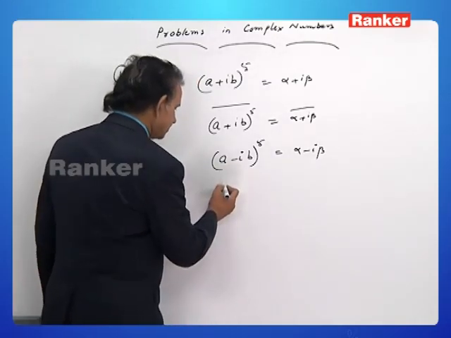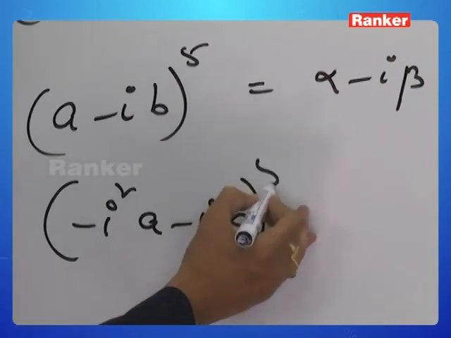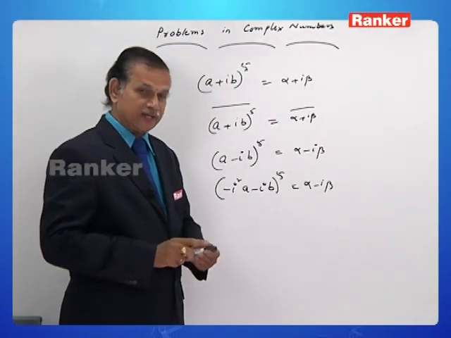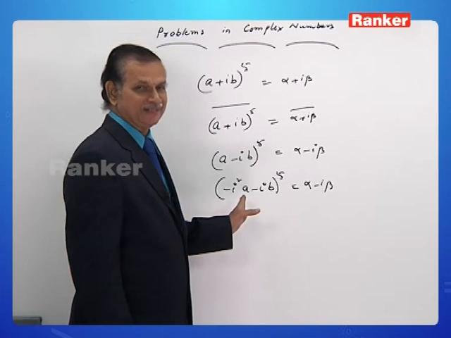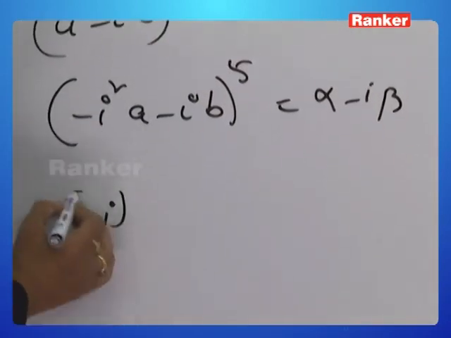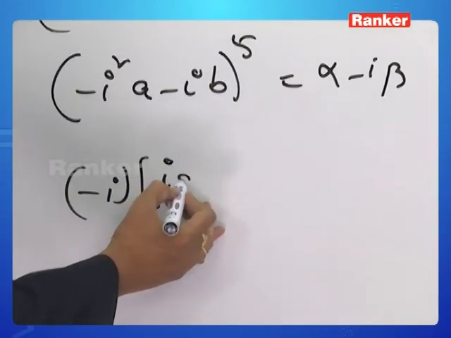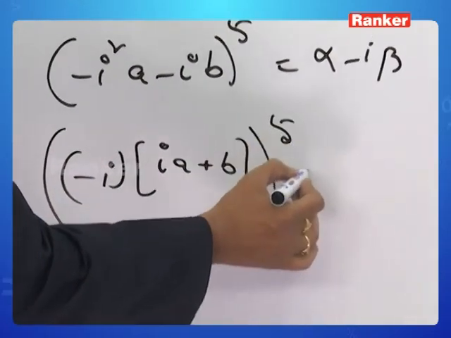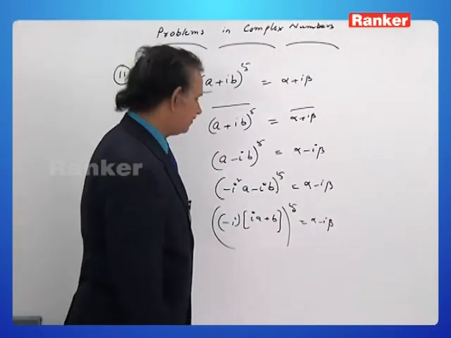Now, let me write this a as minus i squared a. Let us recall i squared is minus 1. Therefore, minus i squared is 1, and 1 into a is a. So, there is no harm here in writing like this. Well, from this, we have (minus i into (ia + b))^5 is equal to alpha minus i beta.